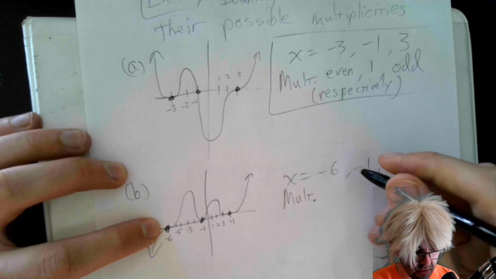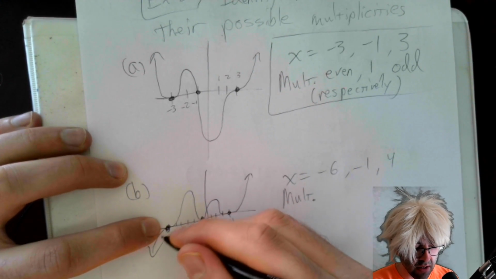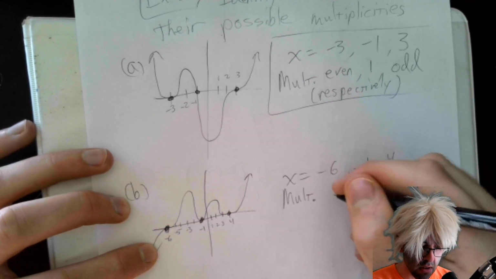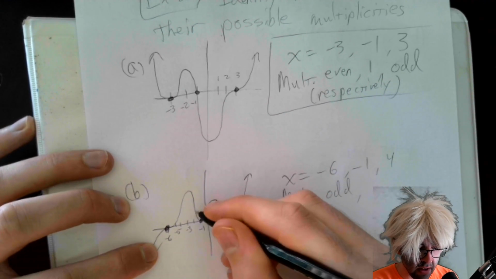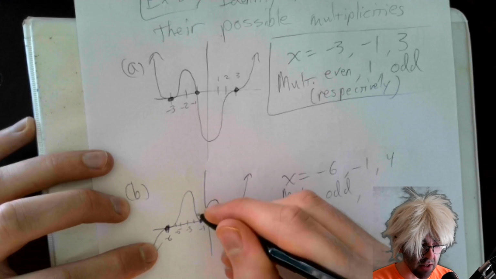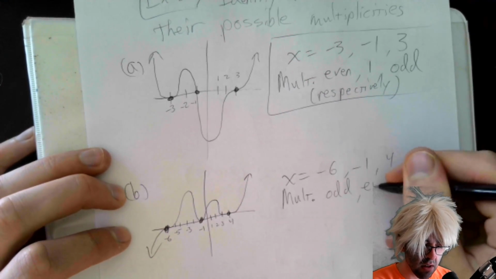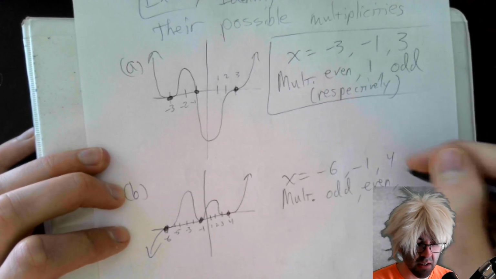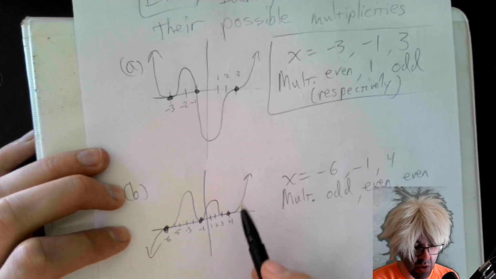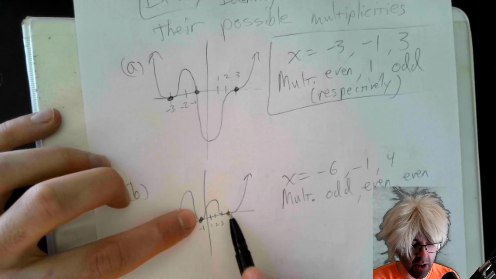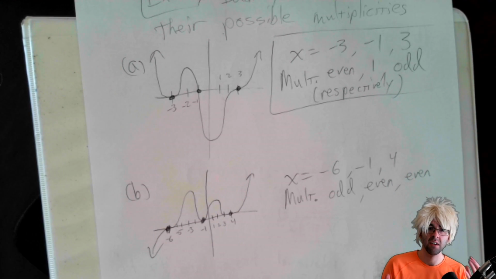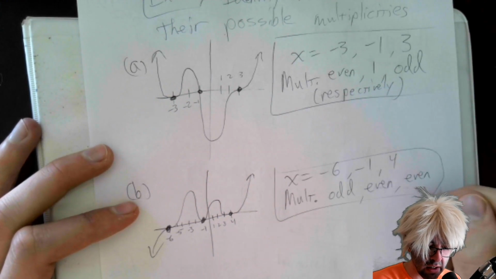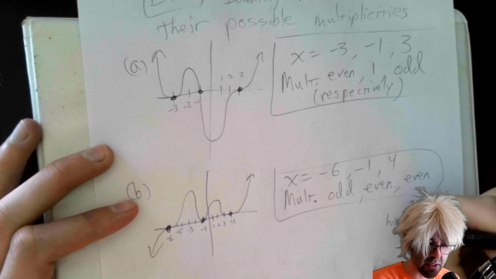for -6, it's going to be something odd that's at least 3, because it kind of looks like a cubic function. For -1, it bounces off. It has to be even, like a parabola. And this one bounces off, and it's really flat. So we're just going to say it's also even, but we know that since it's so flat, it's going to have a higher multiplicity. The higher the multiplicity, the flatter it gets.